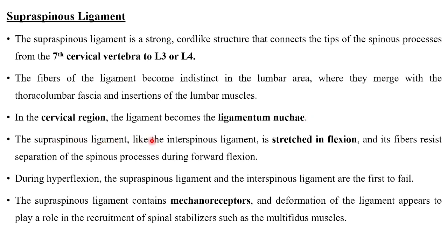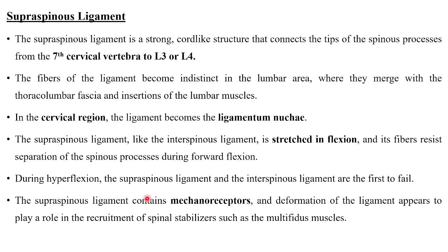The supraspinous ligament, like the interspinous ligament, is stretched in flexion, and its fibers resist separation of the spinous processes during forward flexion. During hyperflexion, the supraspinous ligament and the interspinous ligament are the first to fail. Like I already mentioned in the previous slides on the interspinous ligament, the same function applies: during hyperflexion, both these ligaments will be damaged.